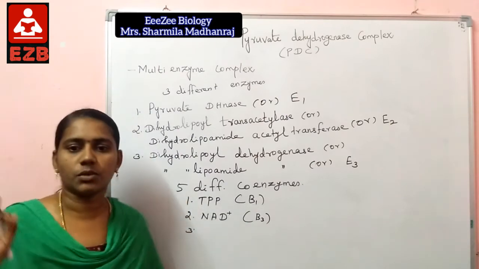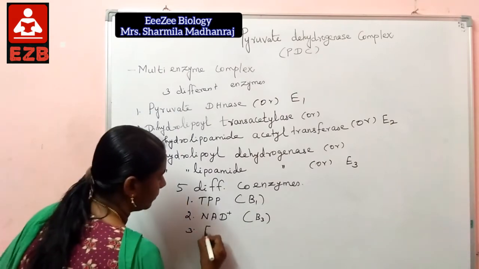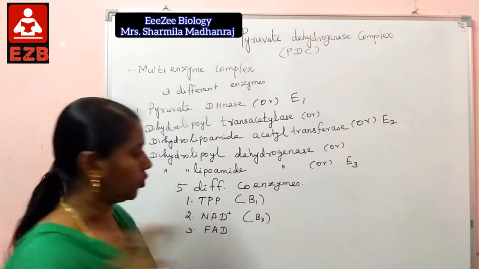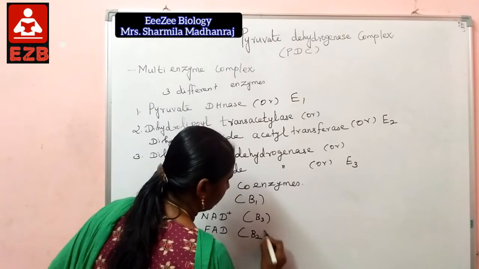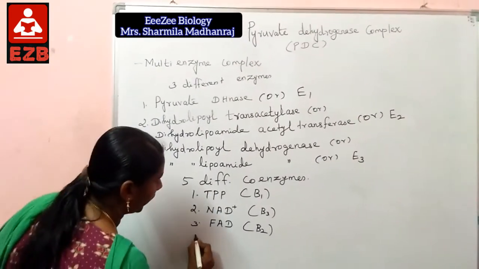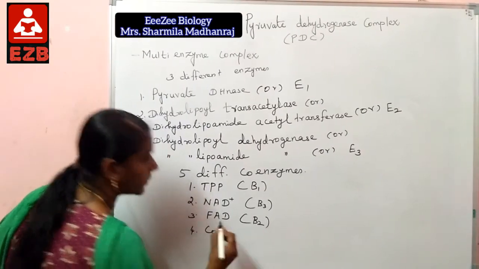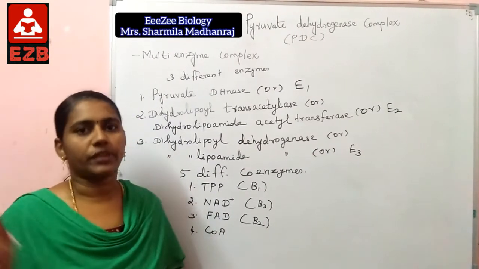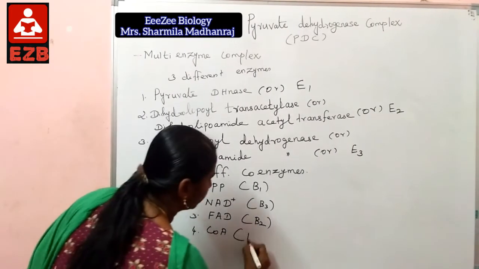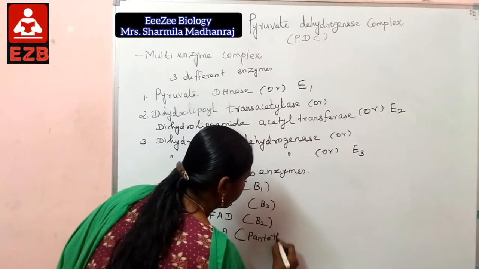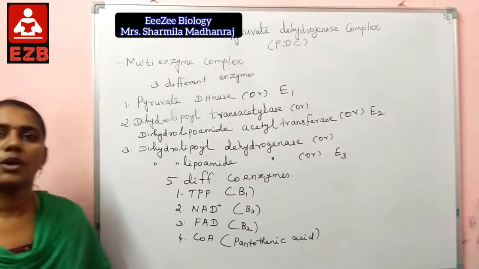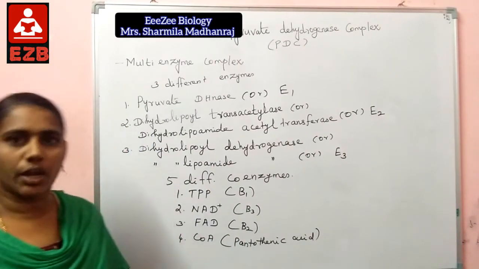Next, the third one is FAD. That FAD is vitamin B2. Next, the fourth one is the coenzyme CoA. That is also a vitamin B complex, that is pantothenic acid. Next, the fifth one is lipoate or lipoic acid.